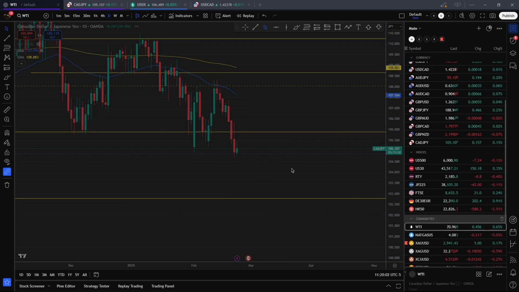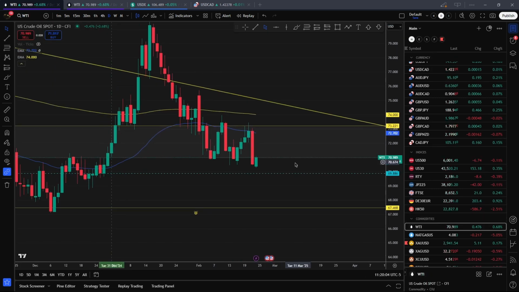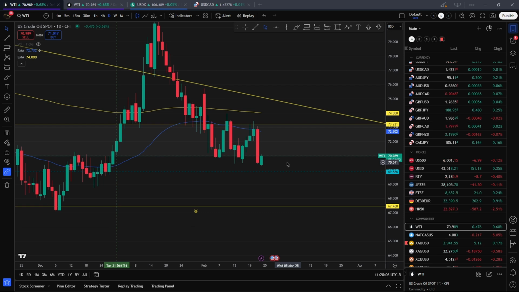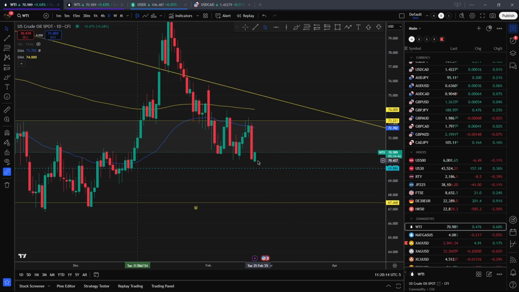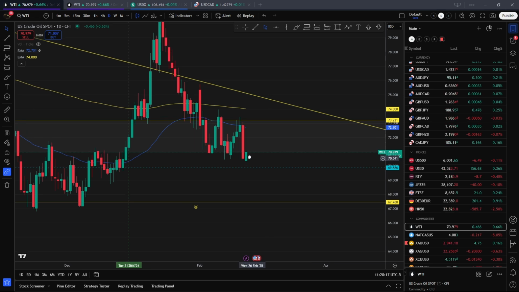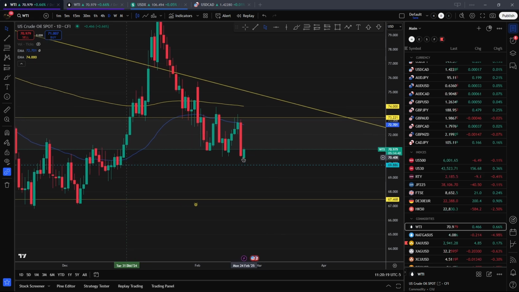I also closed my oil position. It was an emotional close because I mentioned that I was expecting price to head back down to this support, but I was up more than a 1-to-1 risk to reward, so I actually closed this position because I did not like the way we opened. We opened a bit too strong, so I closed my oil position for some profits.